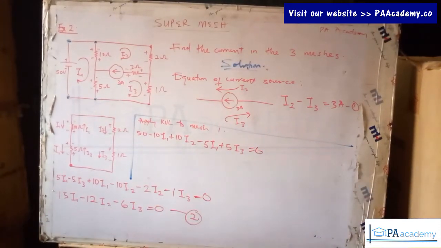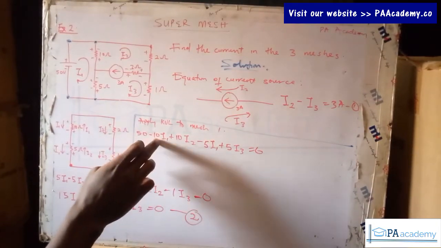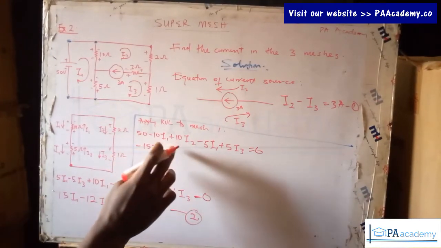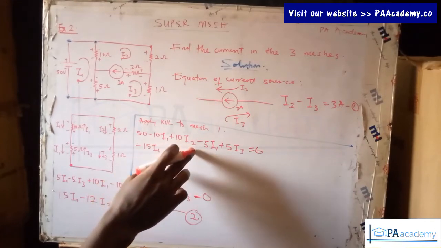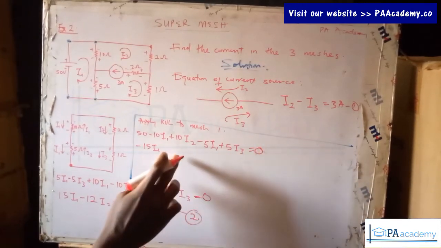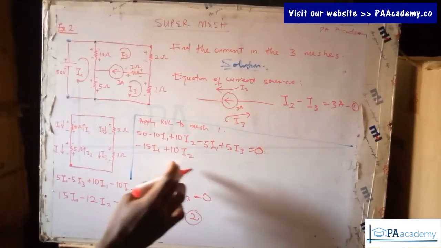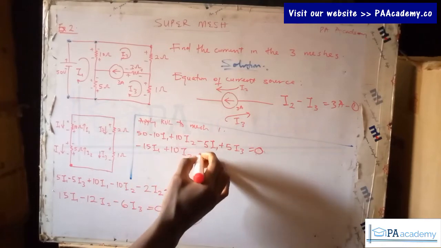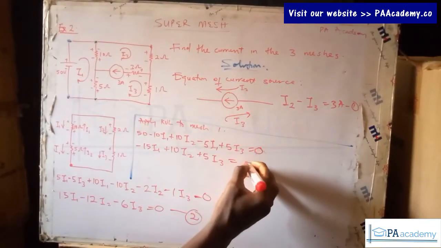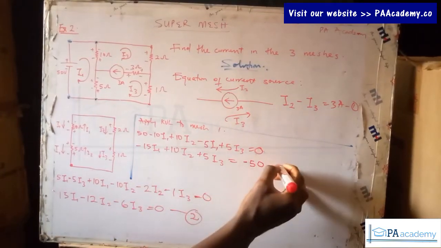Okay, now let's simplify this. Where we have I1, we have minus 10 and minus 5, which gives us minus 15I1. For I2, we only have one term here, so that will be plus 10I2. For I3, we only have 5, so that will be plus 5I3 equals. If this 50 goes to the other side of the equals sign, it becomes minus 50. And this becomes our equation 3.